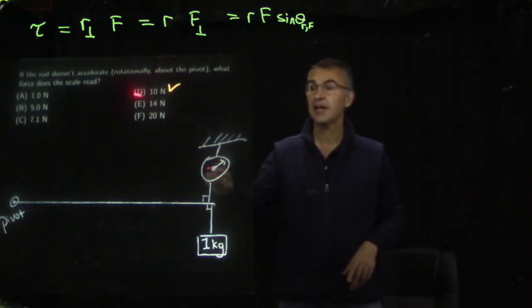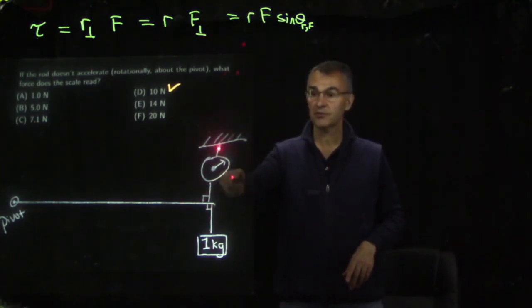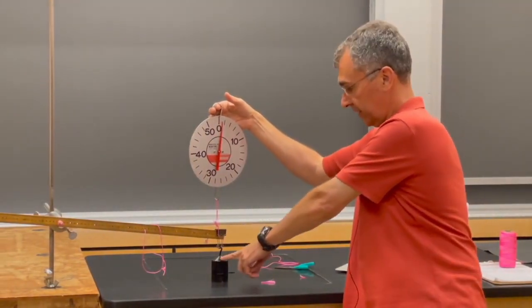So D, delta, I only need 10 newtons here because I have 10 newtons downward, that gives me a clockwise torque. Then I have 10 newtons upward, that gives me a counterclockwise torque, and they balance one another. So I have my pivot, and half a meter out from my pivot, I have a 1 kilogram mass.